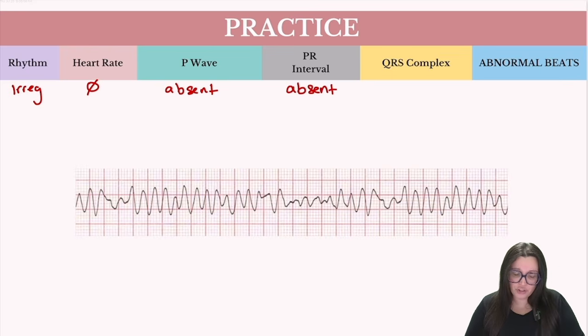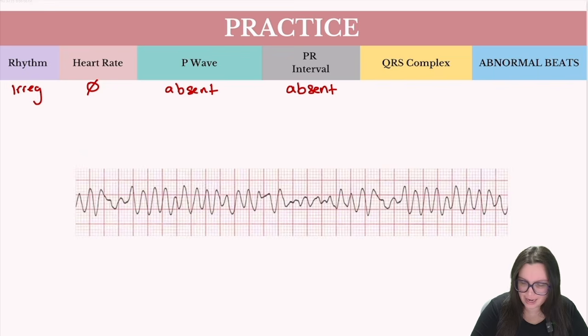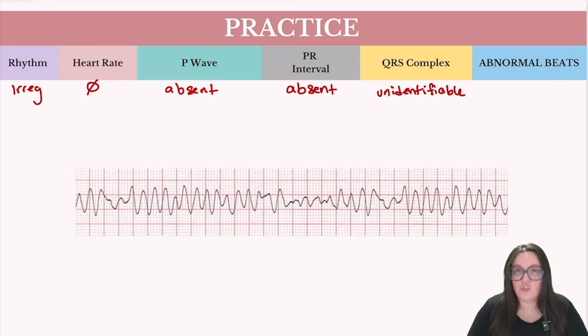If I try to measure QRS complexes, again, it's going to be really hard because I don't have any kind of regularities here that I can actually look at. So this again is going to be unidentifiable. And do I see any abnormal beats? Again, I don't. It's just really, really chaotic.